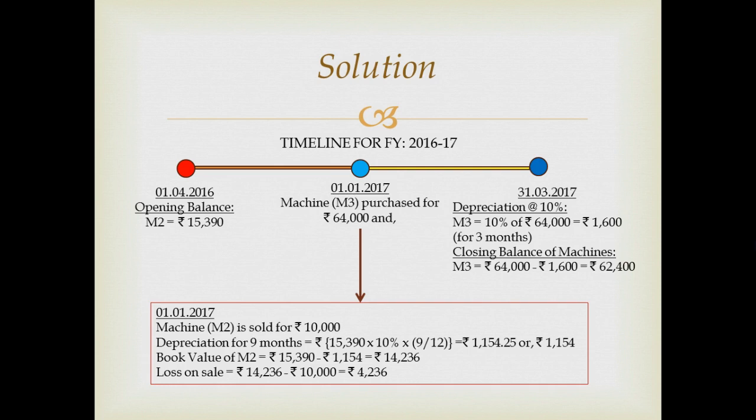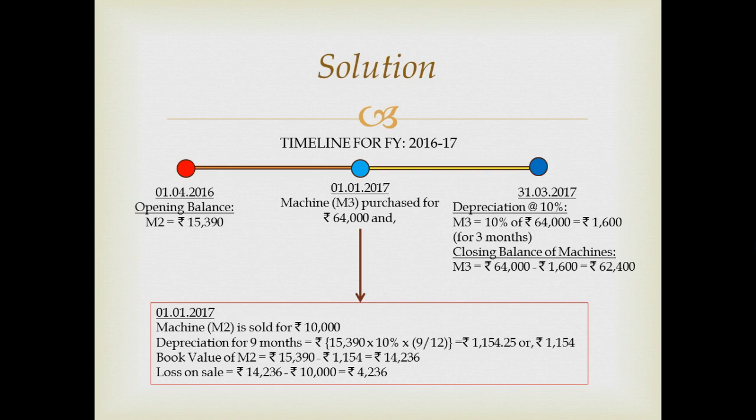So, for the sale part, we need to calculate depreciation from 1st of April 2016 to 31st of December 2016, which is for 9 months, because we need to calculate the book value of machine M2 on the day of sale to determine whether it has made profit or loss. So we have depreciation for 9 months, rupees 15,390 into 10% into 9 by 12, which is rupees 1154.25 or rupees 1154.